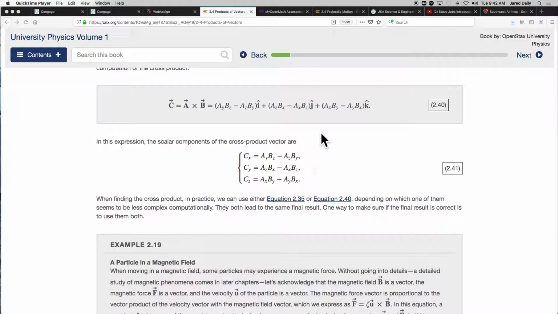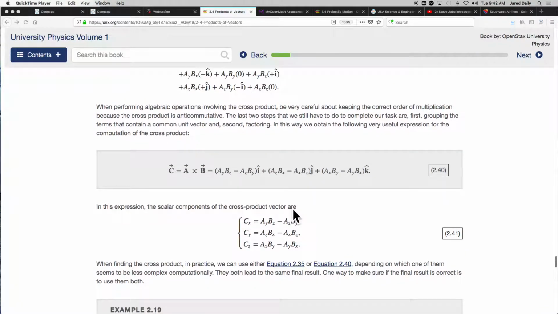So here's a more succinct form. The scalar components of the cross product A cross B equals C. You're going to get C sub x, the x component of C, is going to be AY BZ minus AZ BY, and so on and so forth. So very, very succinct. And I would recommend that you have these written down somewhere.